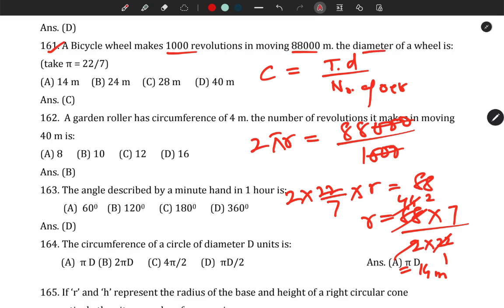And we have to find the diameter. So diameter is double of radius. So diameter will be 2 times the radius. So 2 into 14, which is 28 meter. So let's look for 28 meters. So that's the correct answer.